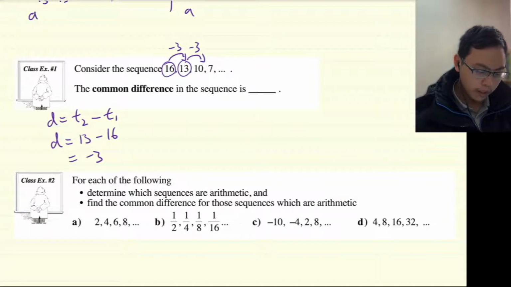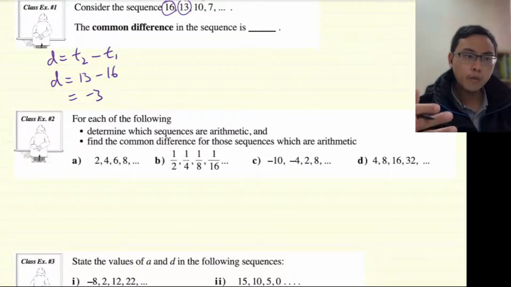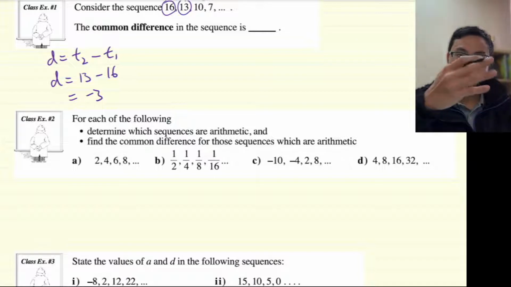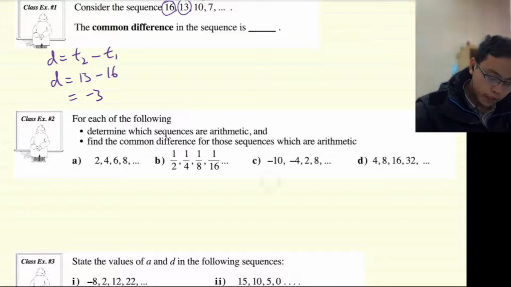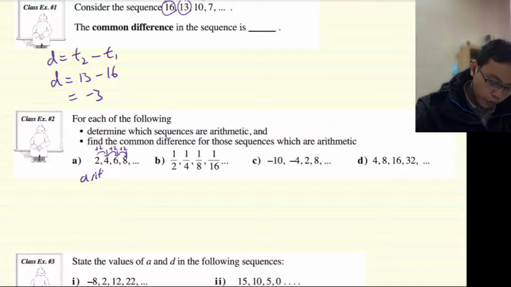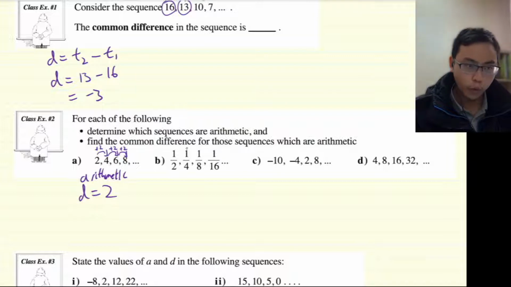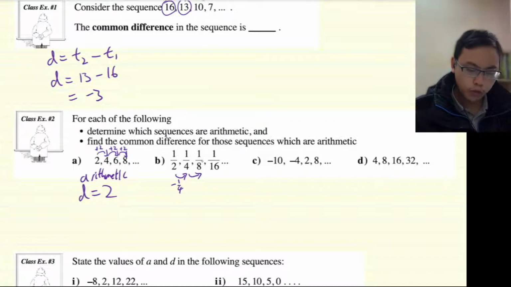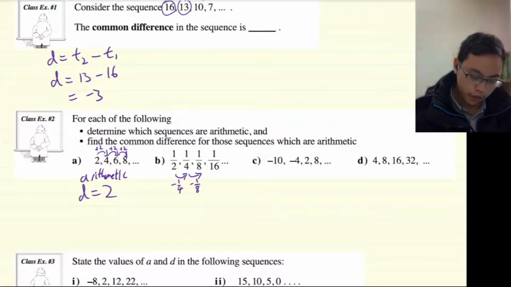Now, moving on to class example 2, we need to be able to determine whether a sequence is an arithmetic sequence. So an arithmetic sequence will be a sequence where all the terms will be added or subtracted by the same difference, same number. So if we look at this, 2 to 4 plus 2, 4 to 6 plus 2, 6 to 8 plus 2. So this is arithmetic, and the common difference is 2. Now, if we look at half to quarter, that's going to be minus 1/4. But then from 1/4 to 1/8, if I do 1/8 minus 1/4, it's actually subtract 1/8. So it is not a common difference.